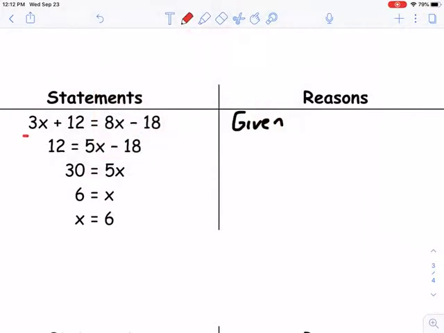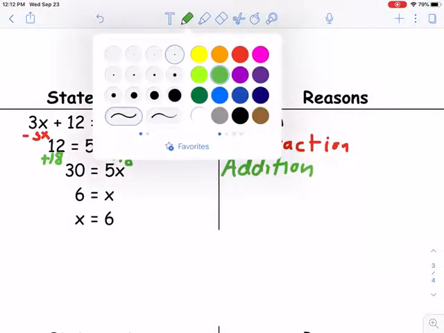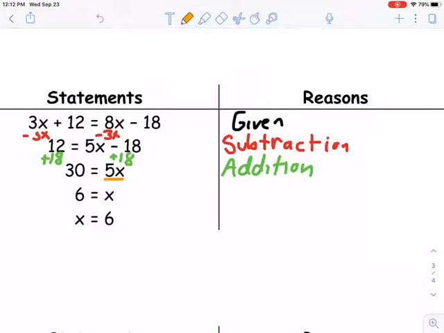All right, next we're subtracting 3x from both sides. So since we're subtracting from both sides, the reason is subtraction property of equality. Next, I'm getting rid of a -18 by adding it to both sides. I added 18 to both sides, so it's addition property of equality. And then I divided both sides by 5. How do I undo 5 times x? We divide both sides by 5. So division property of equality.